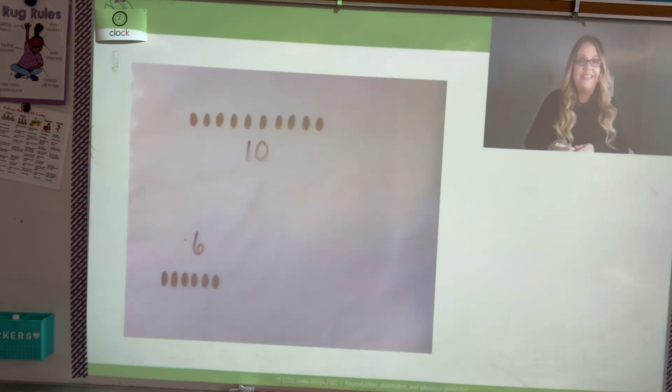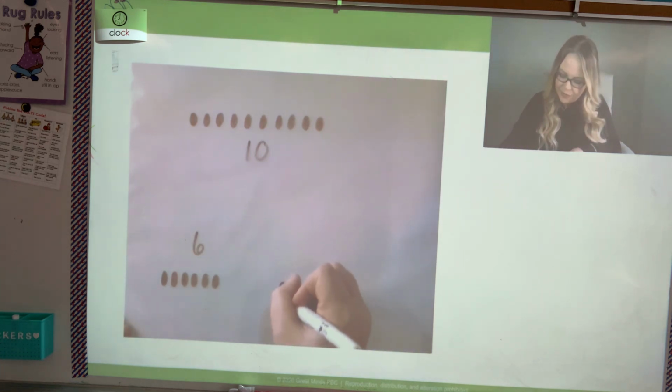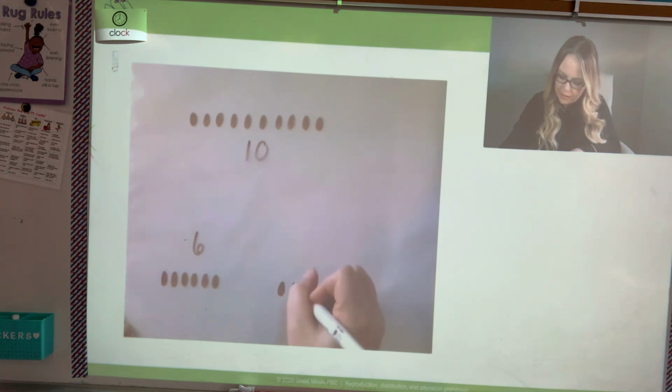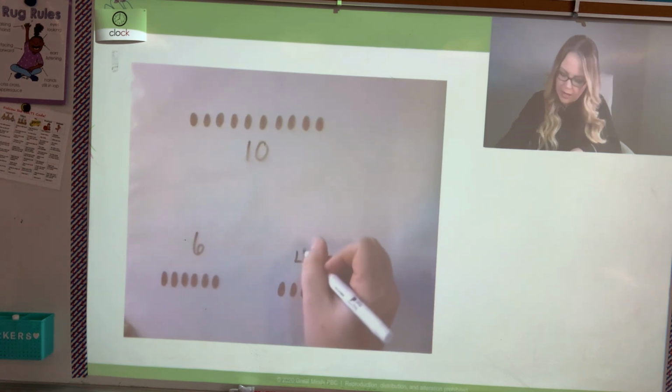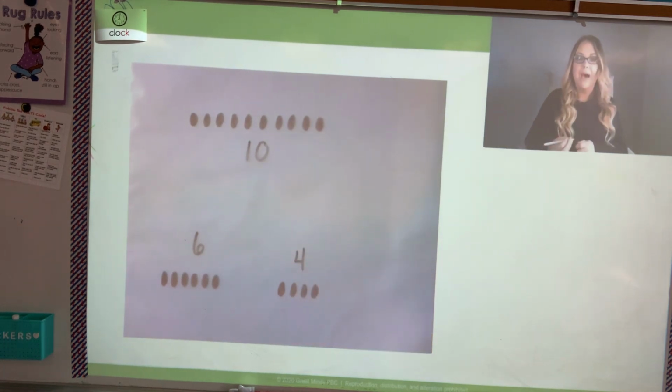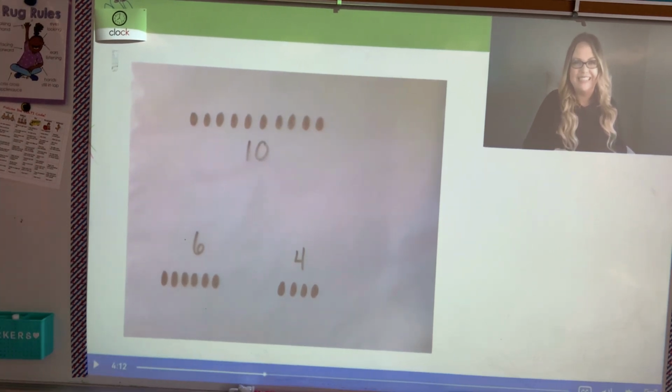And how many beans did she have in her other hand? Think. You can just show it and tell me. Show it on your hands. Good. 4. So I'll show 4 on this side. 1, 2, 3, 4, and write the number 4 above that group of beans. So push pause if you need extra time drawing your beans and writing your numbers. Okay, we'll do that for just a minute.